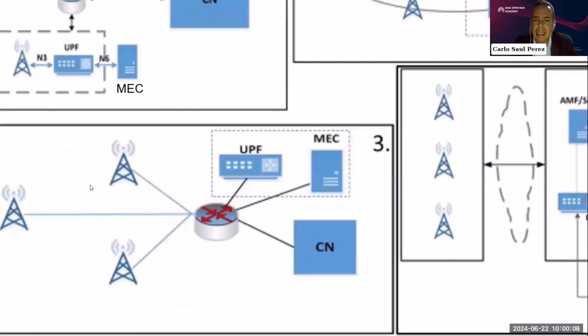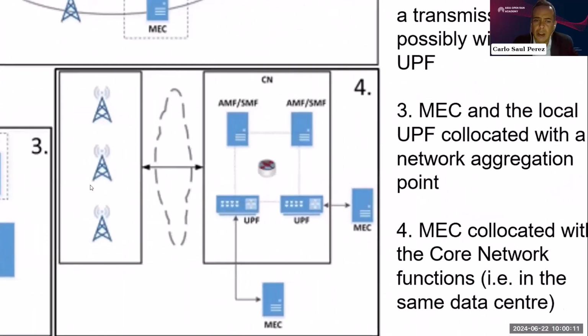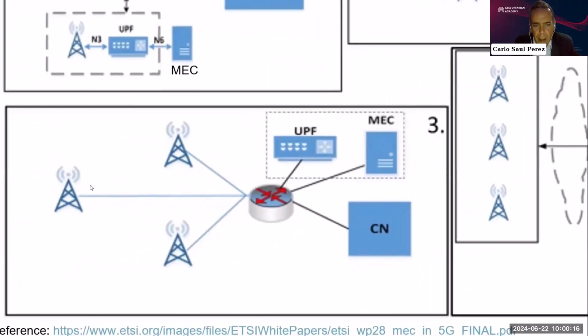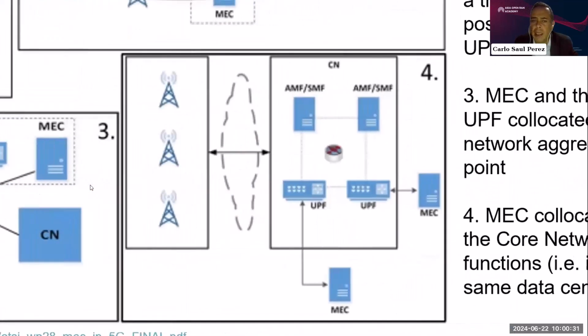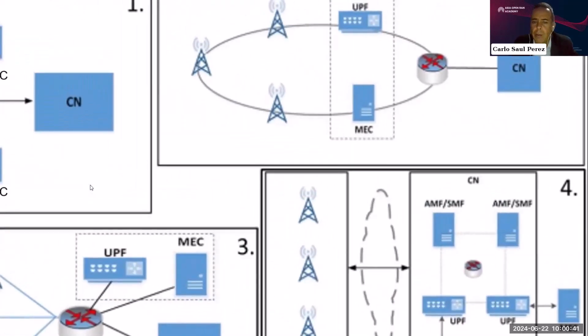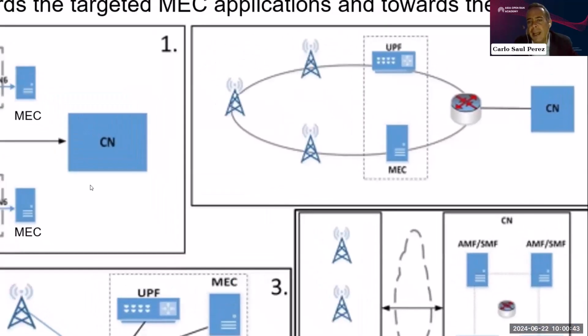We also have, let's say, a network aggregation point here. As you see, you have the BTS here, and this aggregation point for MEC functionalities located here, also with the user plane and the core network. And there is another possibility to have these MEC functionalities working very close to the core network. So as you can see, there are 4 main possibilities to deploy MEC.